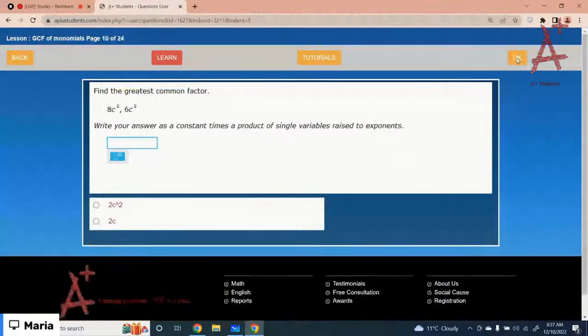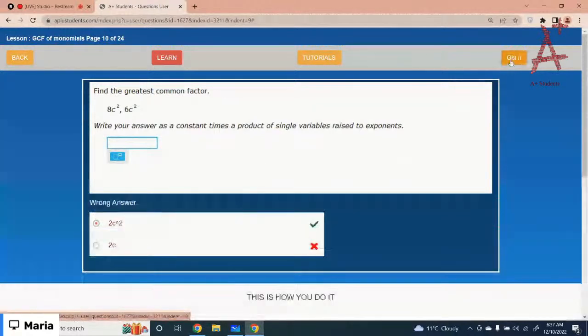Okay, find the greatest common factor of 8c square and 6c square. So which is the greatest common factor for both the numbers? It would be the first option, that is 2c. Got it? So select the correct option and click on the OK button. Sorry, I selected the wrong option. It would be 2c square.